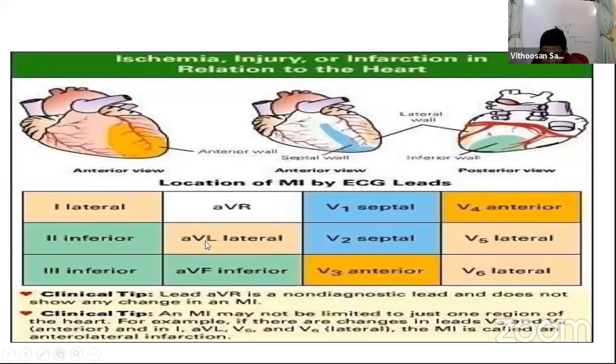Lead 1 and AVL are looking at the lateral surface of the heart. Just tell one more time: what are the leads looking at the inferior surface of the heart? Lead 2, 3, AVF. Good. What is looking at the lateral surface of the heart? Lead 1, AVL, and sometimes V5, V6. V1 to V4 are basically looking at the anterior surface of the heart. Clear?